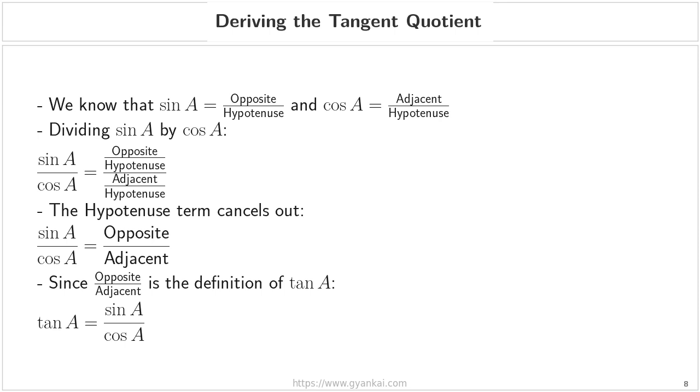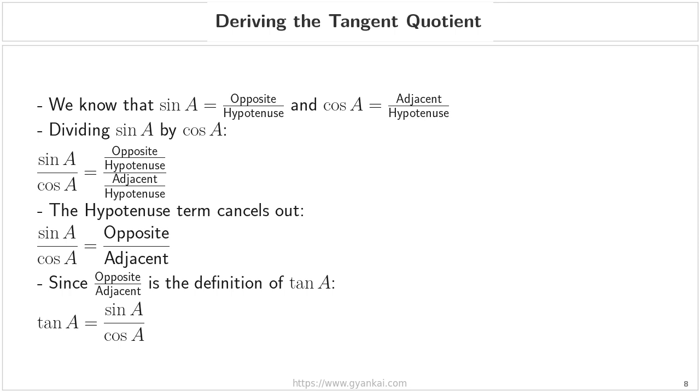Finally, if we look back at our original definitions from the start of this lesson, we know that the opposite side divided by the adjacent side is exactly how we define the tangent of angle A. Therefore, we have successfully derived that tangent A is equal to sine A divided by cosine A. This is a powerful identity that we will use to find the cotangent in the next slide.